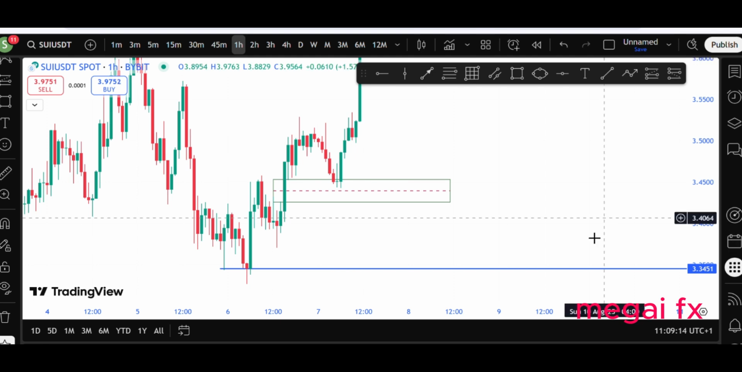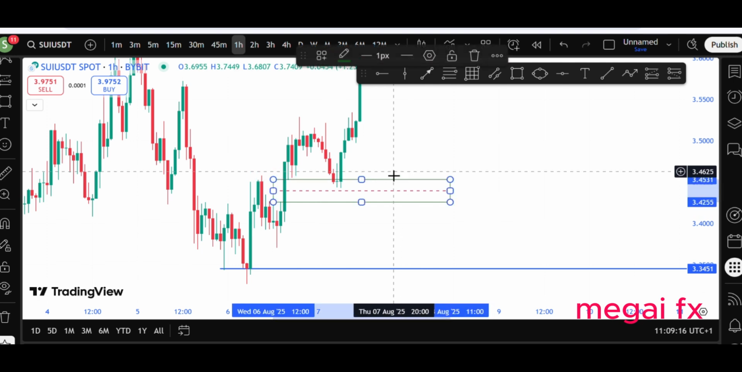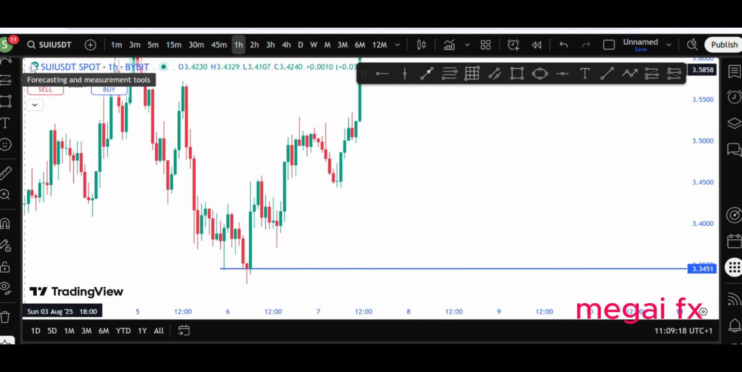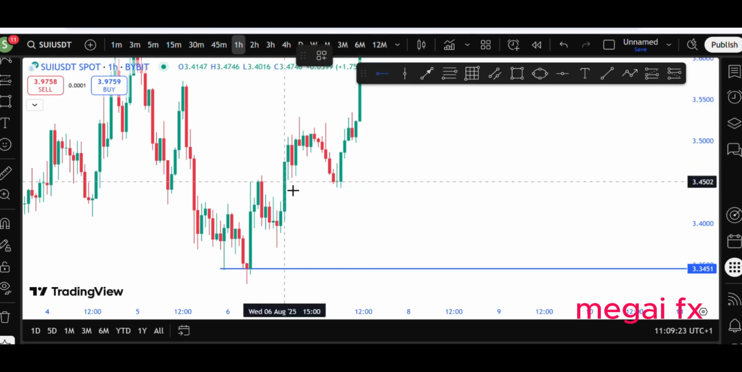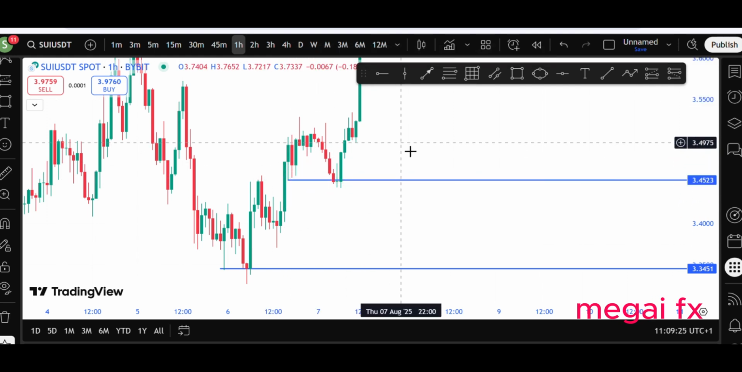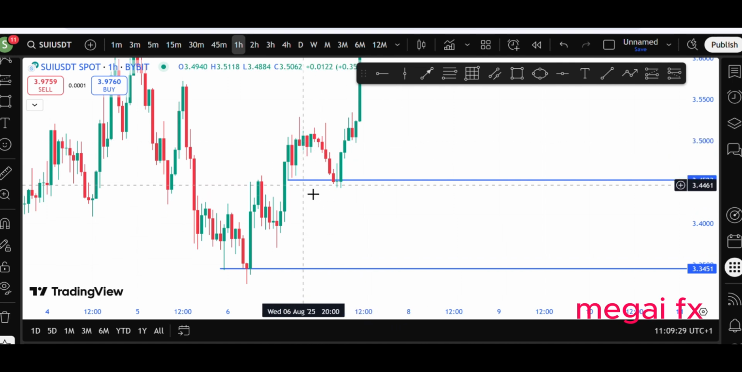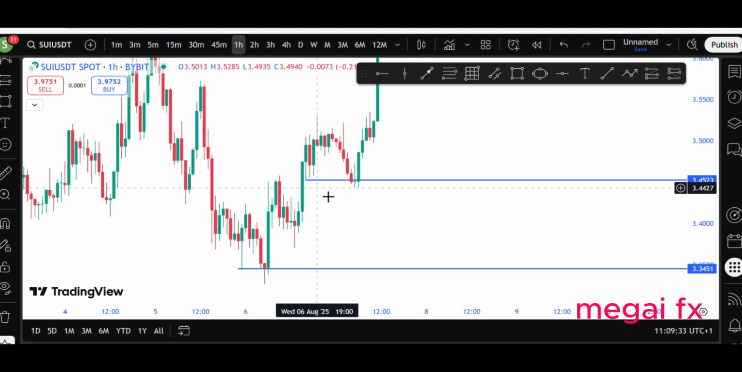If I show you the second pair, which is CUBTC, you notice that here we had SMT divergence. If you know about SMT divergence, here was an SMT divergence tapping into the fair value gap. So the fair value gap now is our draw on liquidity. So the market came right, tapped into the fair value gap, taking liquidity below this low before the fair value gap.